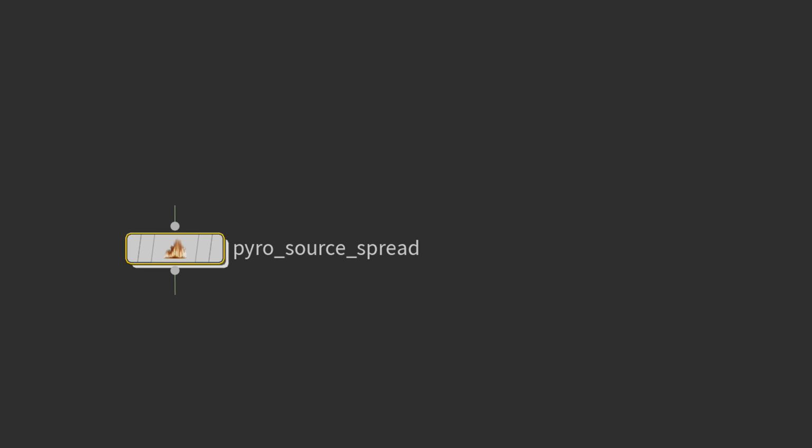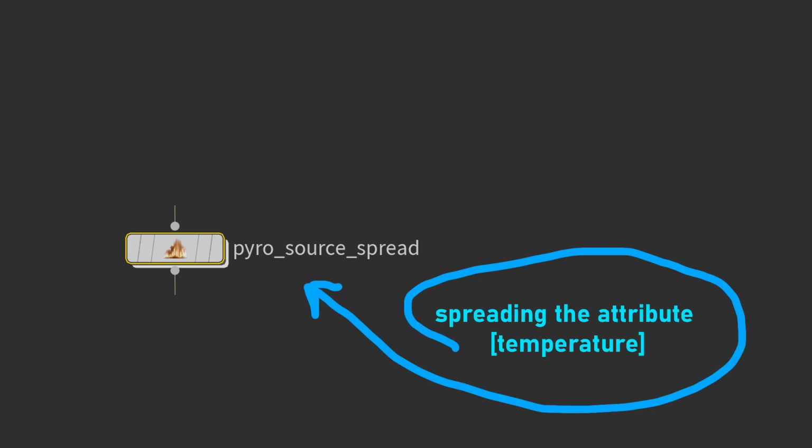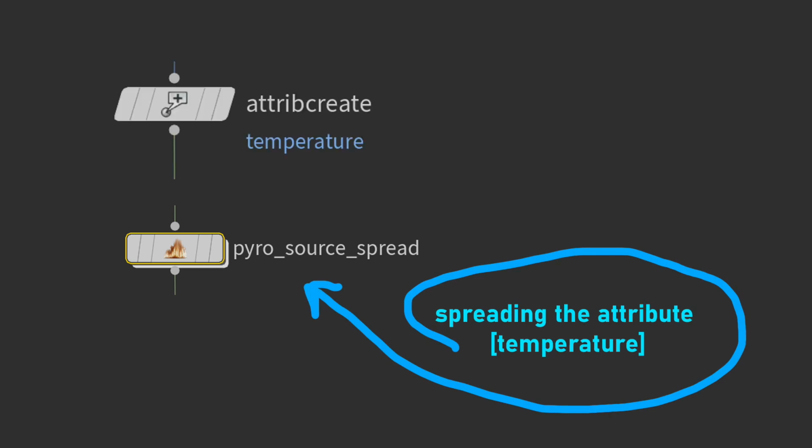For this approach, we need the pyro source spread node, and this node takes a temperature as a source for spreading the attribute, in my case, temperature. And of course, we need attribute create to create that. Let's dive in and see.